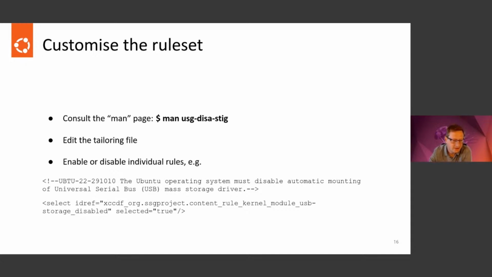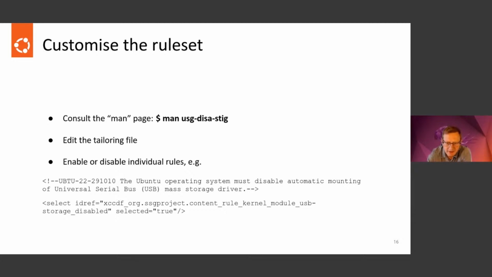So then you can just edit the tailoring file, and instead of selected equals true, you can go selected equals false, and that will tell the tool not to worry about applying that tailoring file and thus potentially breaking your system.